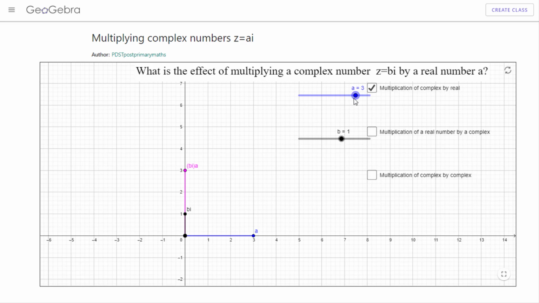We want them to notice that when A is positive, the effect on our new complex number Bi of multiplying by A is a scaling by a factor of A. When A is negative, we want our students to notice that there is still a scaling by a factor of A, but that there is also a rotation of 180 degrees.